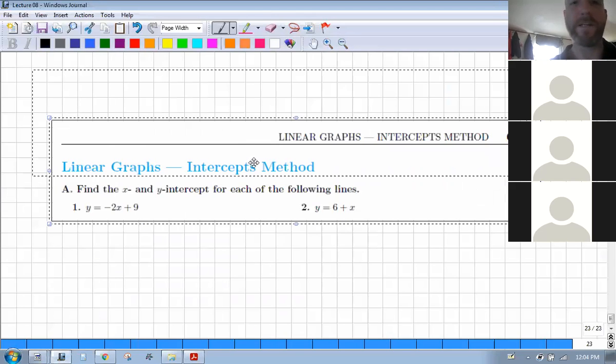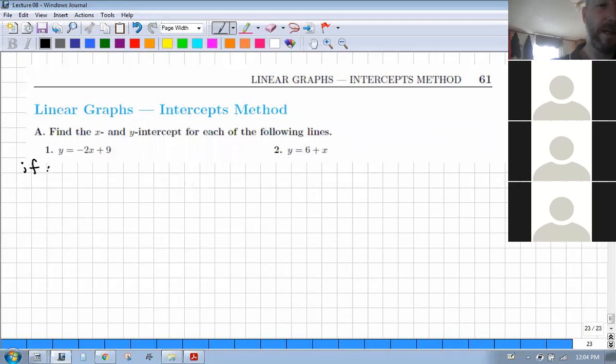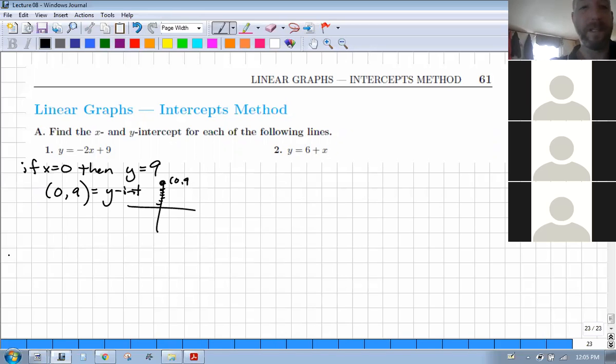Find the x and y intercepts for each of the following lines. All right, for number 1, if x is 0, then y is, plug a 0 in right here, then y is just 9, right? So 0, 9. All right, where is that? That's go to the right or left, none, go up 1, 2, 3, 4, 5, 6, 7, 8, 9. Boom, 0, 9. This is our y-intercept.